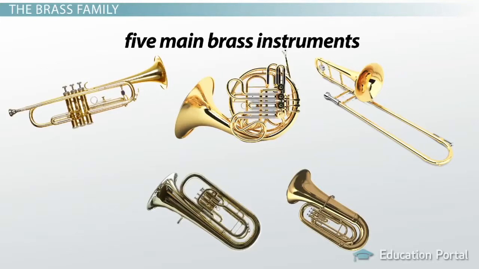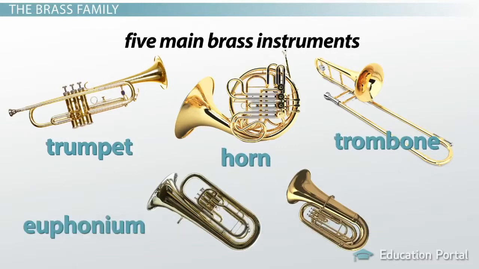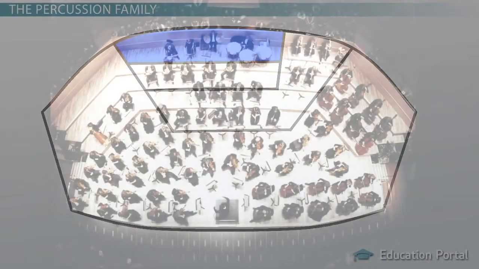The 5 main brass instruments in the orchestra are the trumpet, the horn, the trombone, the euphonium, and the tuba. In the orchestra, trumpets and horns occasionally play the melody, but much of the brass section's job is to play supporting notes. All the way in the back of the orchestra, we have the percussion family, known for its loud banging and crashing.